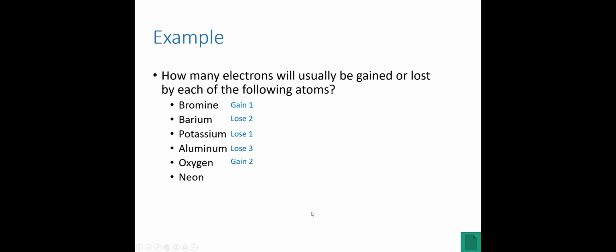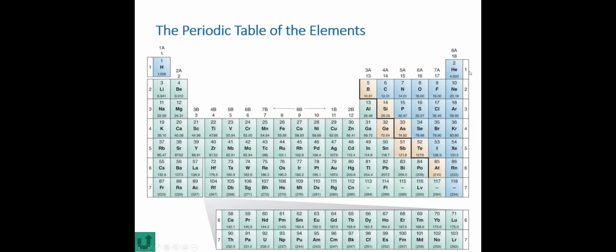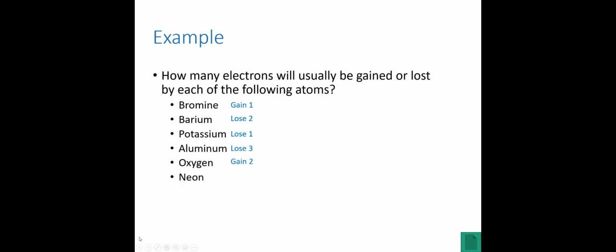Now neon is a noble gas. It's in group 8A. And so what's it going to want to do? Well, it already has an octet, so it will do nothing. It doesn't want to gain electrons or lose them. It already has an octet, and consequently, it's not going to react with other elements. It's a stable atom.